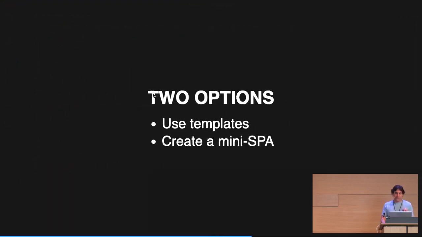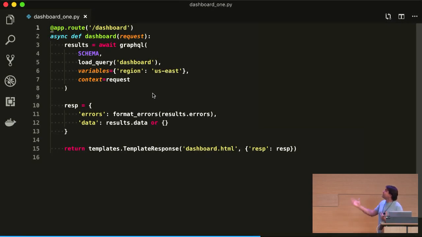So at this point, we have two options. We have this query. We can execute it on our system. And we have two ways of displaying this to the users. We can just use Jinja templates. That is the ultimate taking back of the web, because we'll make it just a flat static site. Otherwise, we can make a mini SPA. So the option for doing templates, you just do your GraphQL query, get your data, and then render your template. Simple, easy. Everybody should know how to do that.